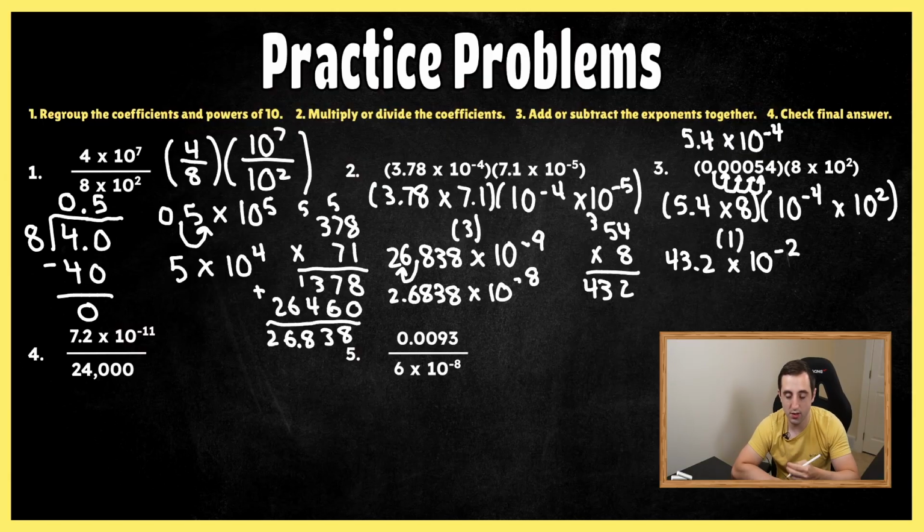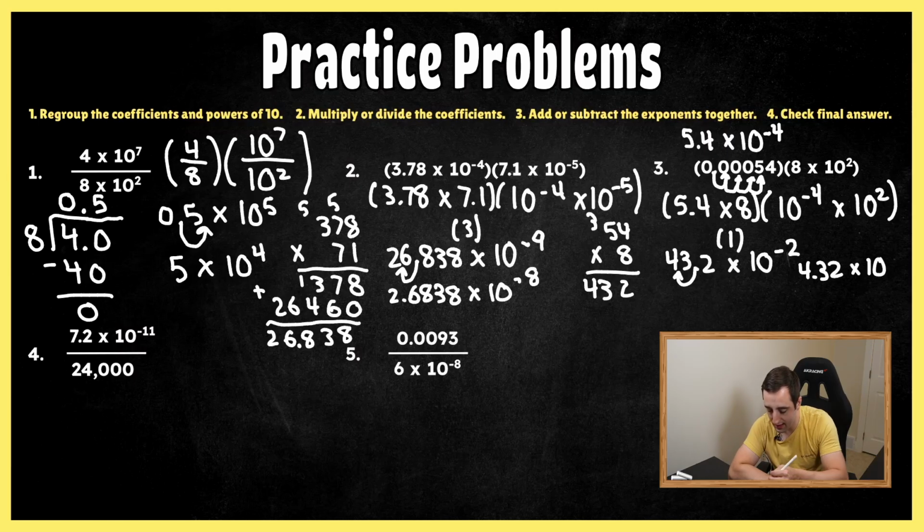We have to adjust our coefficient because it's larger than 10. So we need to move our decimal point 1 place to the left, which is going to make this 4 and 32 hundredths times 10 to the, and again, you're making your number smaller, you're moving your decimal point to the left, so in return, your power needs to increase to negative 1.